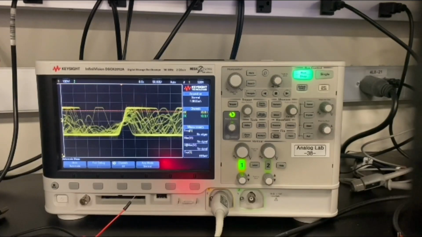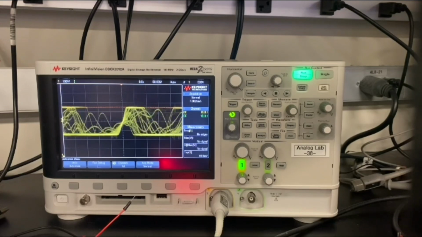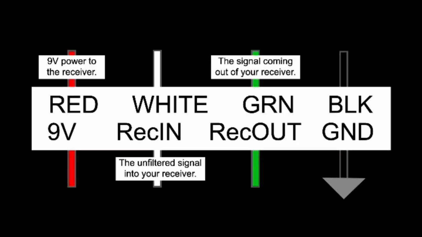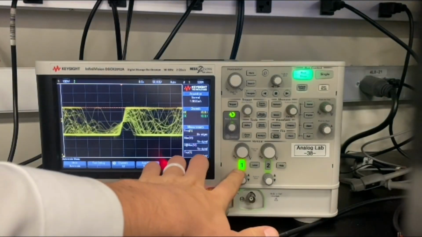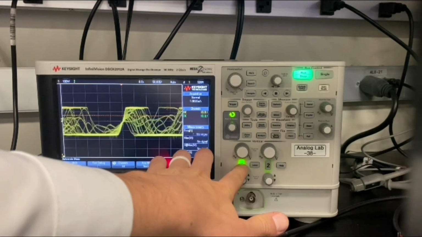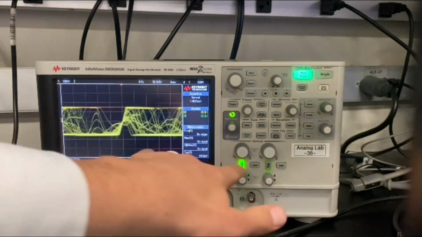Now that we have the receiver card plugged in, this is what our output's going to look like on the oscilloscope. My probe lead is on the green output. The oscilloscope is also attached to ground, otherwise you don't get a signal at all. Make sure that you have your correct input turned on. If you don't see a signal here, that might be why.